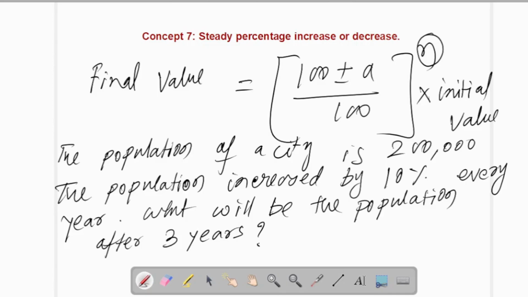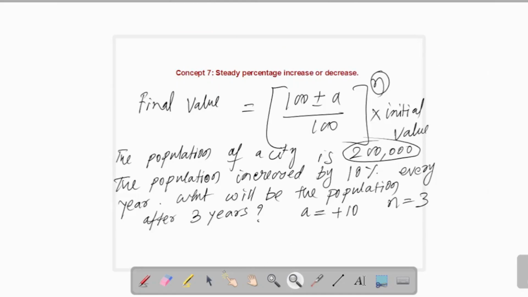So there is a steady increase of the population by 10% for consecutive 3 years. Now here a is equal to plus 10, since the population is increasing by 10%. Now the initial value is 2 lakhs. Now what is n? n is the number of years. So n is equal to 3. We want to calculate the consecutive 3 years increase of the population. Now using this formula, we will straight away get the final value.